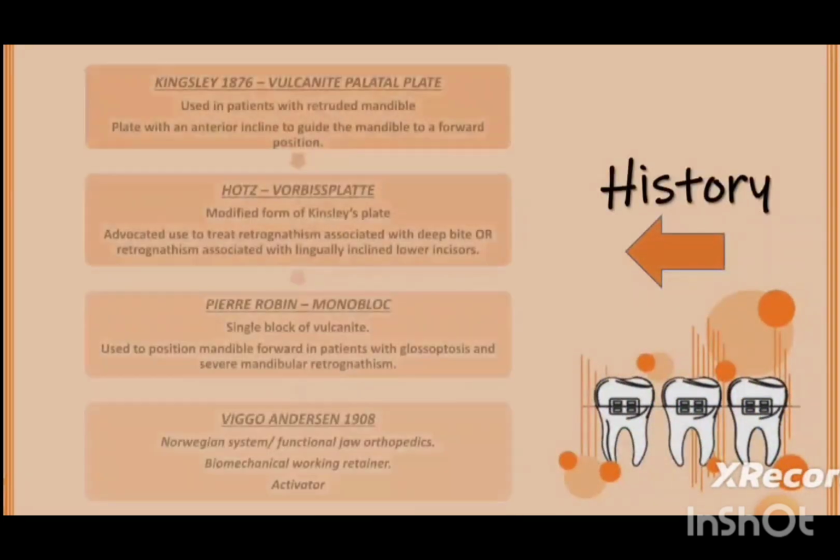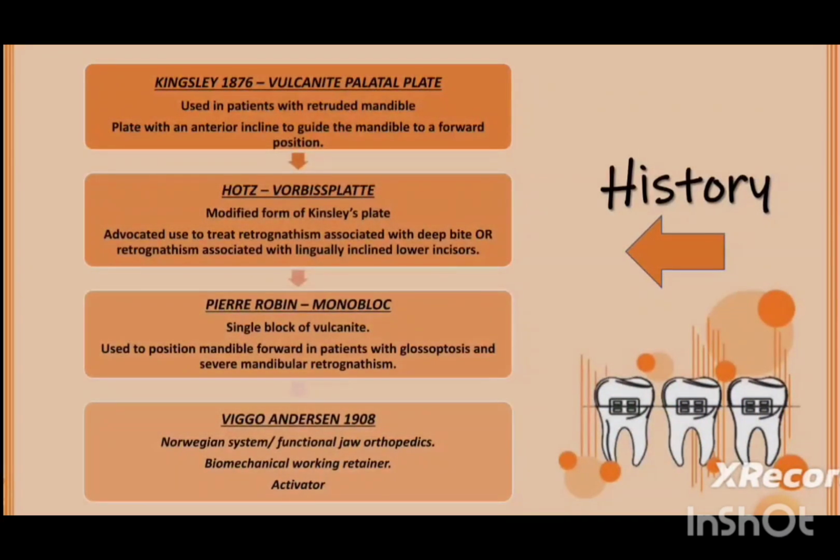Now, it has quite an interesting history, starting with Kingsley, who first introduced it in the year 1876 and called it vulcanite palatal plate. He used it in patients with protruded mandible. It consisted of a plate with an anterior incline to guide the mandible to a forward position. Later on, Hotz introduced Bite plate, which was a modified form of Kingsley's plate, and he advocated its use in cases to treat retrognathism associated with deep bite or retrognathism associated with lingually inclined lower incisors.